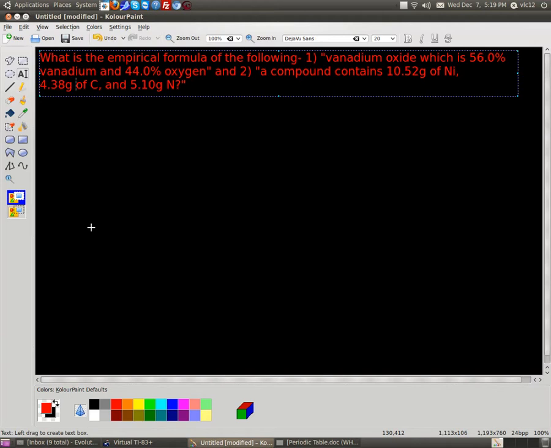The first question that was asked is, what is the empirical formula of the following? There's two of them. Vanadium oxide is 50% vanadium and 44% oxygen. That's the first problem. The second problem is a compound. Notice they don't even tell us the name of it or anything.